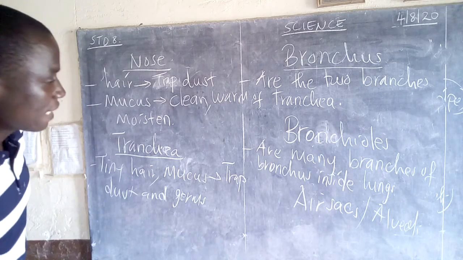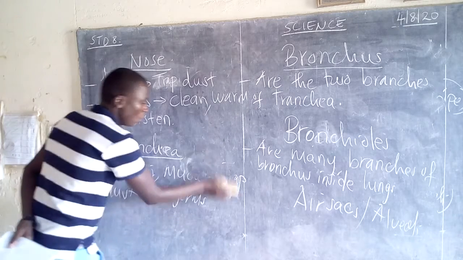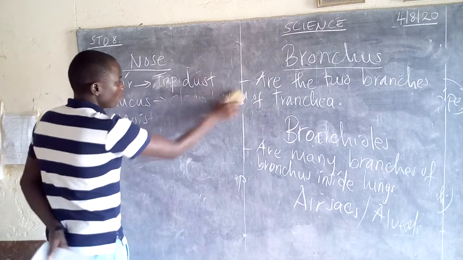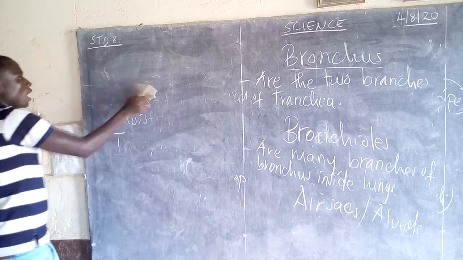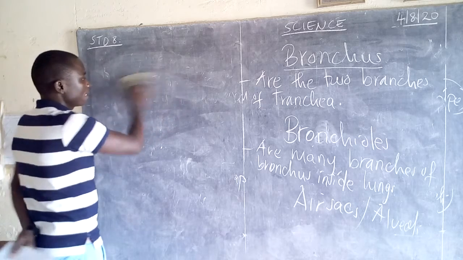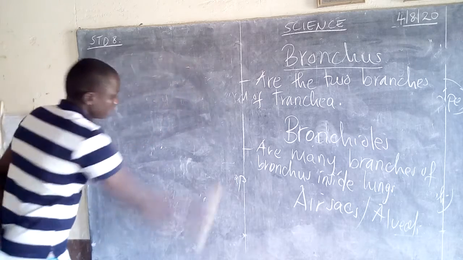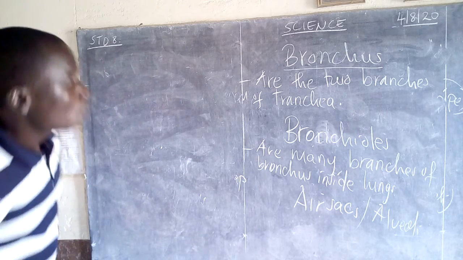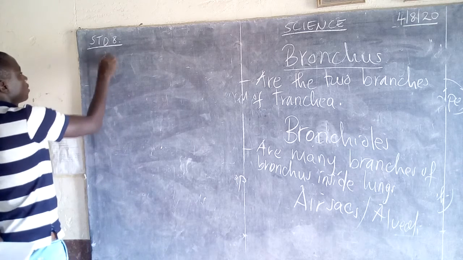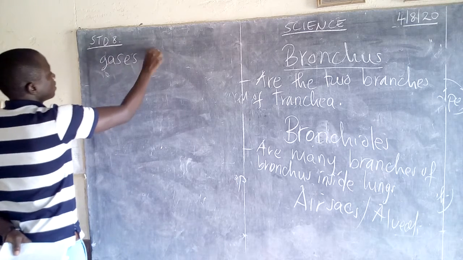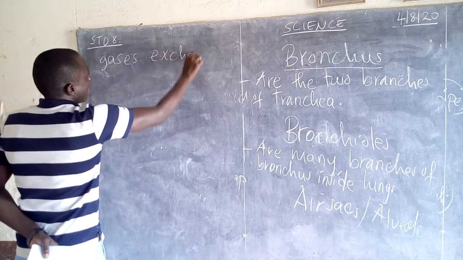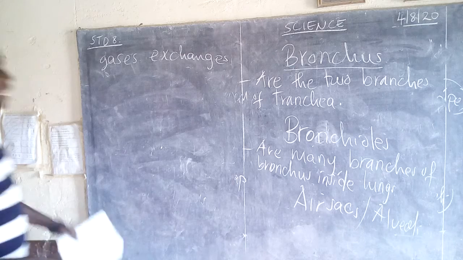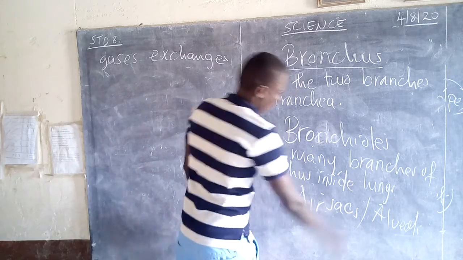And what is the function of air sacs? The function of air sac is to finish up the whole process of breathing. What do I mean by finishing up the whole process of breathing? To allow absorption of the gas breathed in or exit of the gases. The function of air sacs is that they allow gas exchange. When I talk about exchange of gas, this occurs only in air sacs or alveoli.